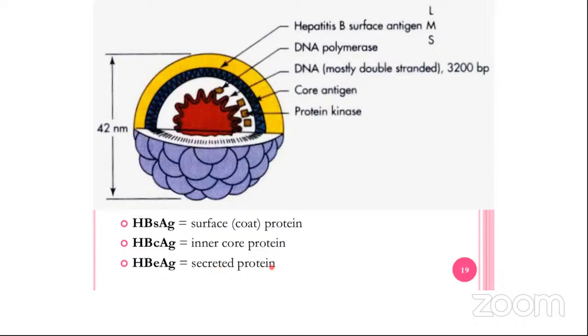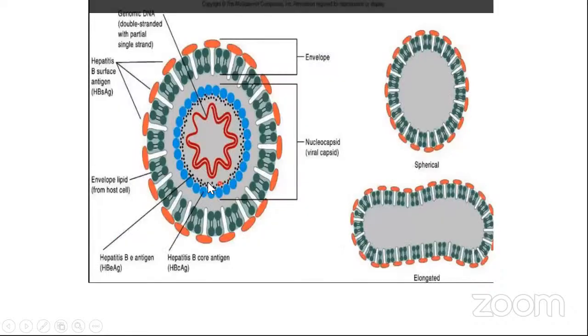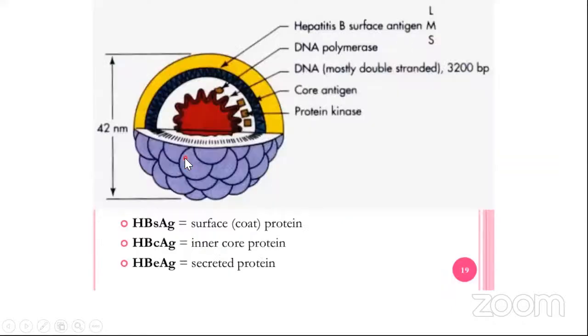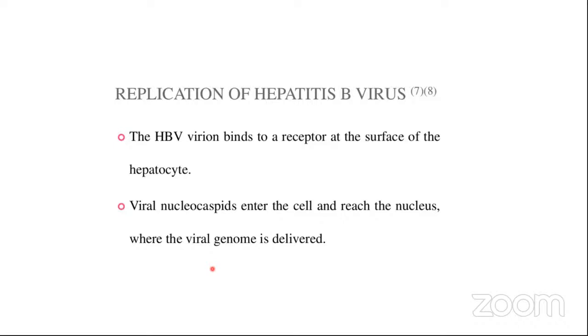The third one is the secreted protein. I already told you that small dots are present inside. Here you cannot see such small dots, but I already showed them in the previous figure. These small dots are called secretory proteins. They are secreted, that's why they are called the E antigen. HB for hepatitis B, hepatitis B E antigen. Now you understood the basic structure of hepatitis B virus, and let's see how this virus replicates.